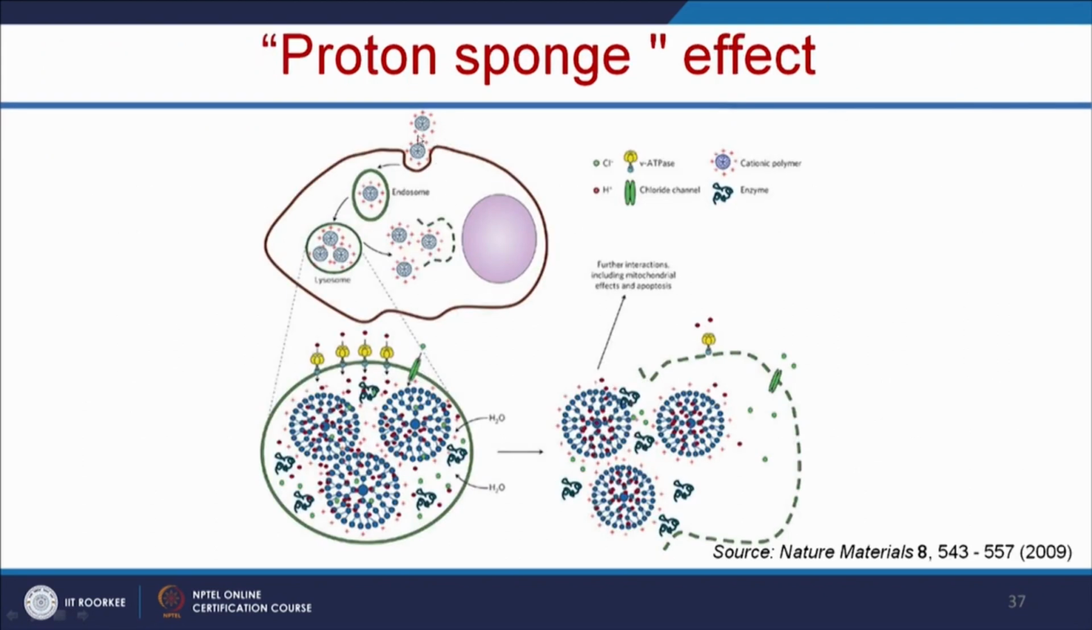The positively charged nanoparticles will attach to the cells and form an endosome, and these endosomes will fuse with the lysosome and form an endolysosome. Due to the larger amount of positive charge in the endolysosome, it will break and release the nanoparticle into the cytoplasm. This nanoparticle can release the drug to the nucleus and induce the therapeutic effect. So this is called the proton sponge effect.